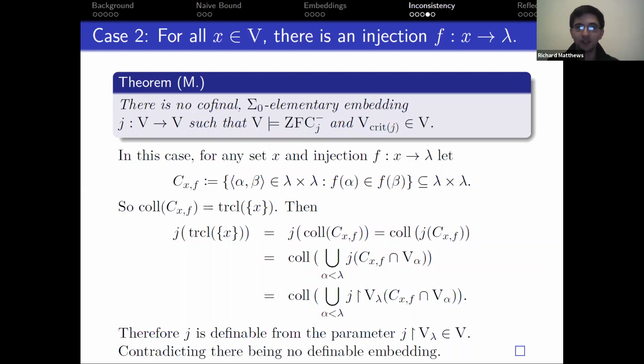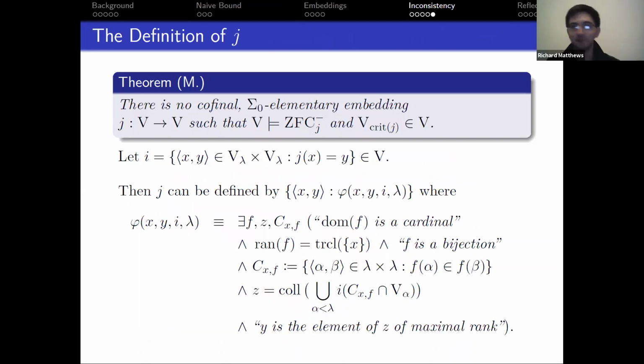And just in case you weren't sure whether it was definable, I did write down the definition. So if I let i be j restricted to V_lambda, then I could define j as this. This is just to prove that it is a definable embedding. So therefore, I can use the Suzuki proof. Therefore this thing can't exist.